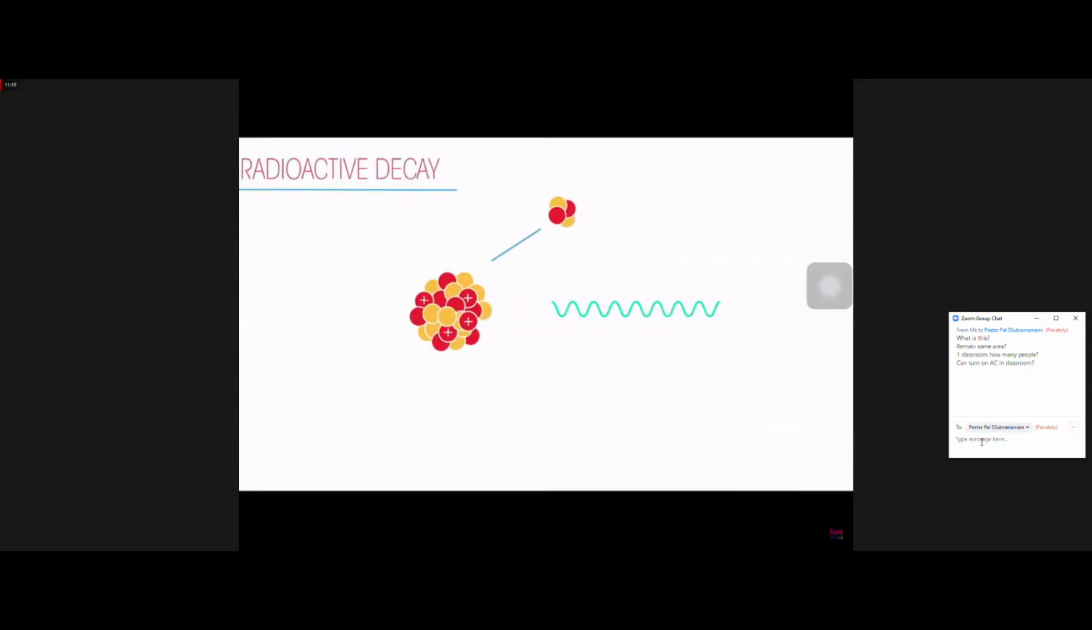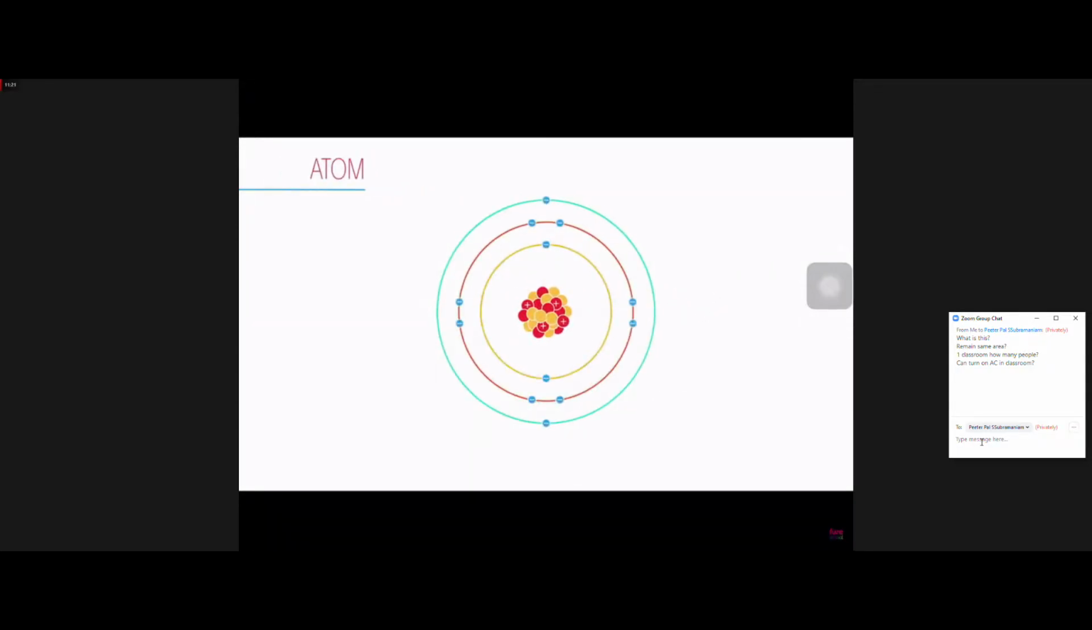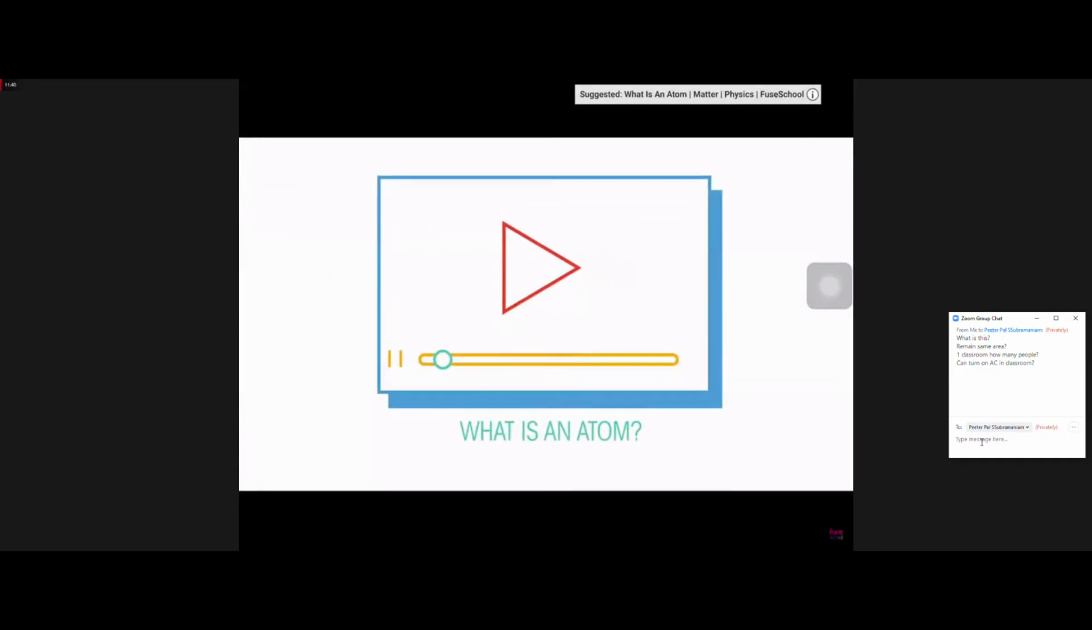How do you know if an atom is stable? In this video, we're going to learn about radioactive decay. An atom is composed of subatomic particles called protons, neutrons, and electrons. Positively charged protons and neutrons with no charge form the central nucleus. Negatively charged electrons orbit the nucleus. For more information on atomic structure, watch this video.